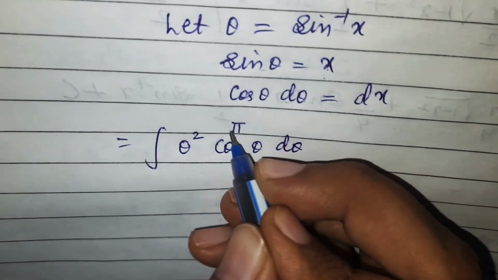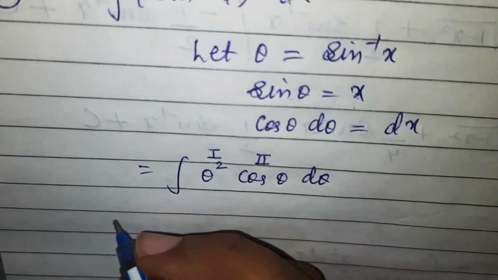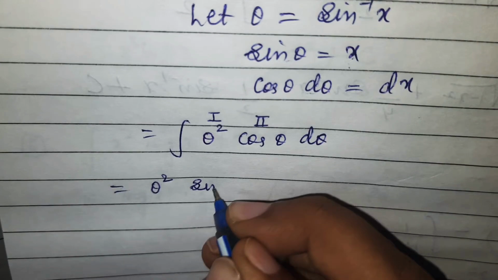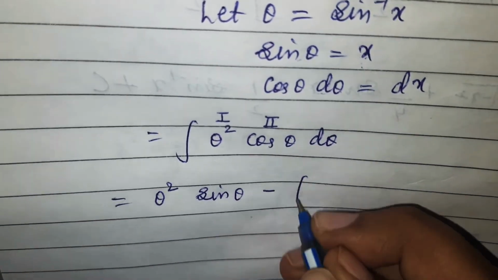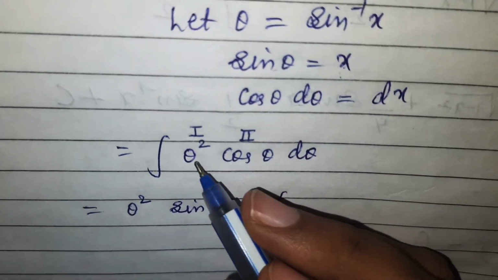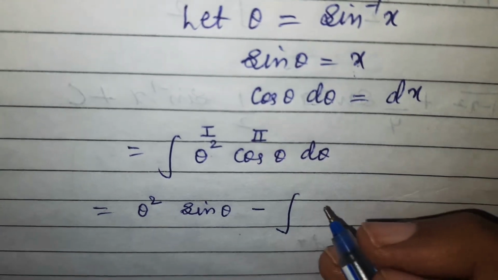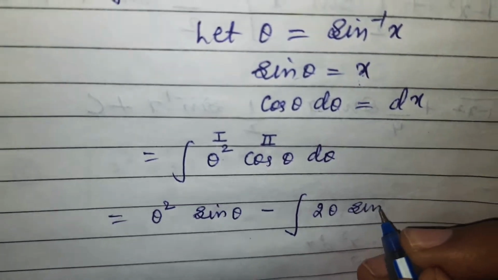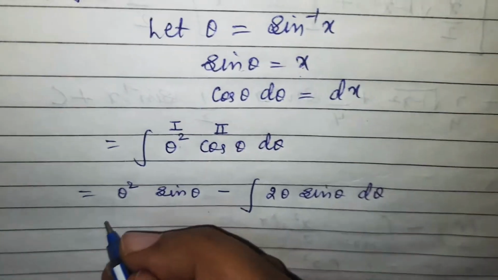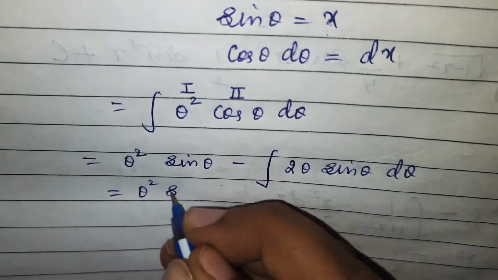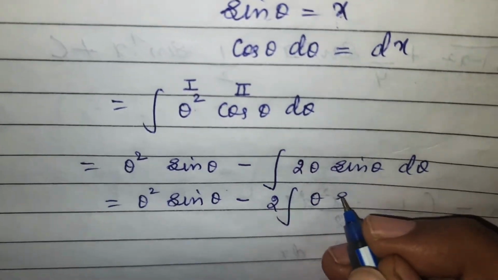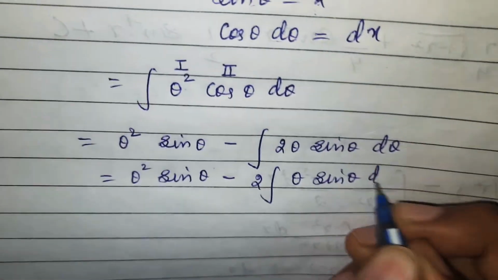Now if I want to apply ILATE, what will be your trigonometric function? This is your second function, this is your algebraic function, first function. So first function same, integration of second function is this, minus differentiation of first function, so this will become 2 theta, this is sine theta d theta. So I am getting theta square sine theta minus integral of 2 theta sine theta d theta.